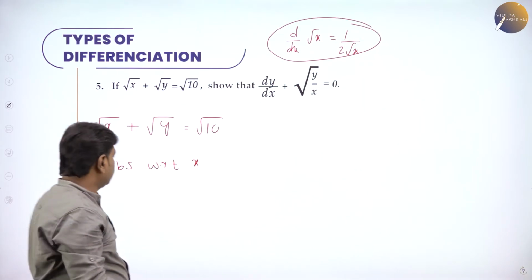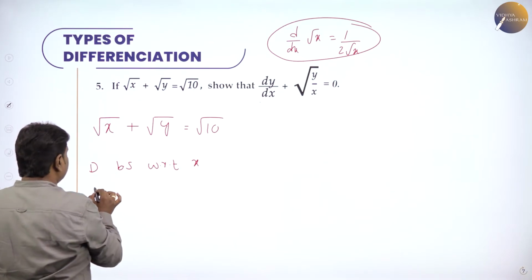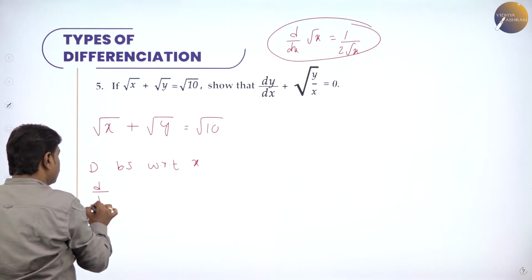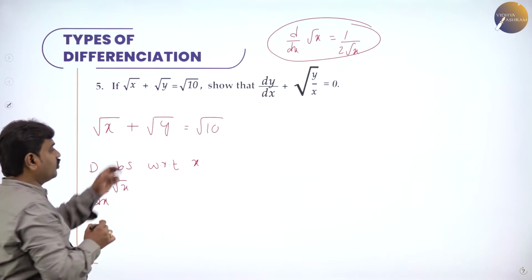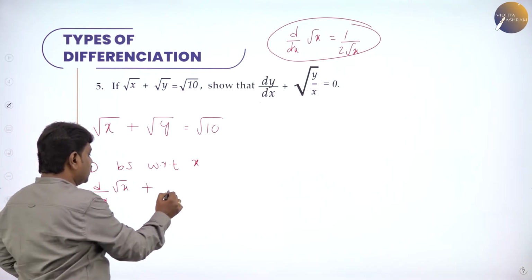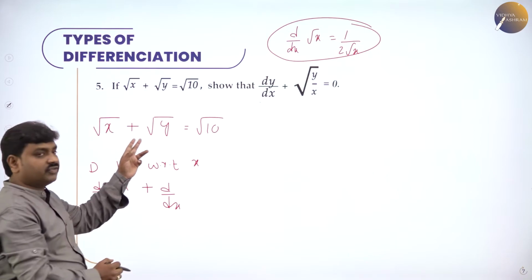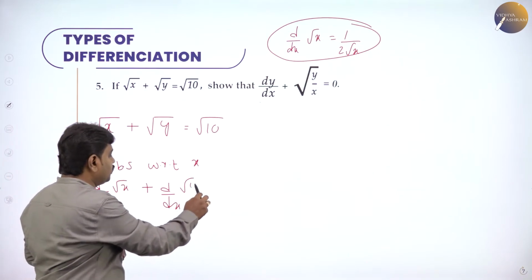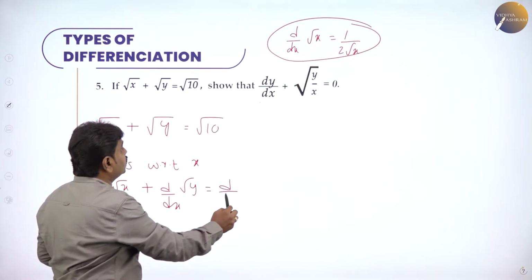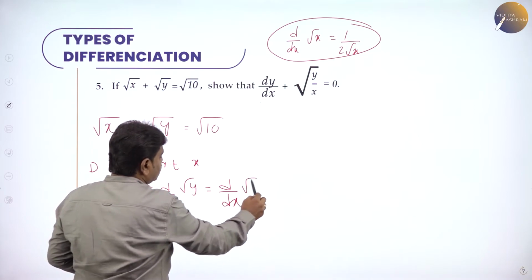So now coming to this, differentiate both sides with respect to x. Then this will become d by dx of root x. In between we have plus. So put plus d by dx of second term. What is the second term we have? Root y is equal to d by dx of root 10. This is what is given.